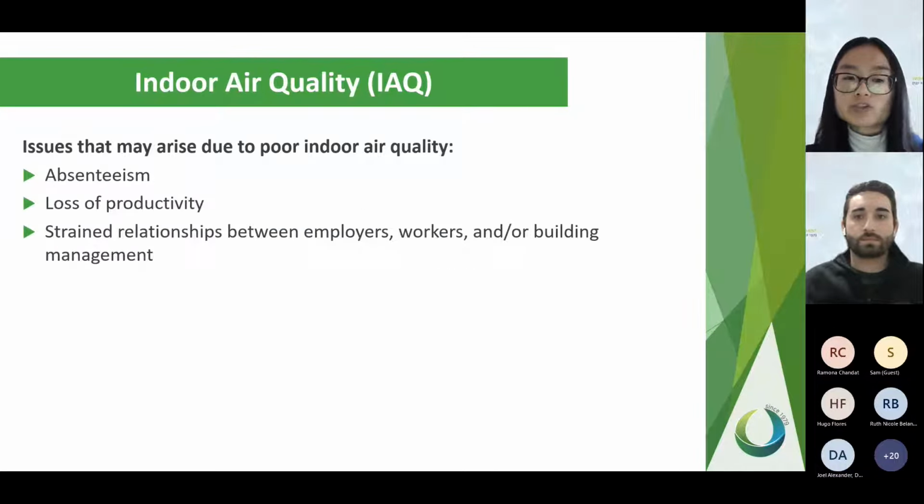There are also issues that arise that aren't health-related, and these include absenteeism. So people not showing up to work because of poor indoor air quality, which also applies to indoor environmental quality in general. People might also have a loss of productivity. This can lead to strained relationships between employers, workers, and/or building management. And this ties into the psychosocial aspect of having good IEQ that I discussed earlier.